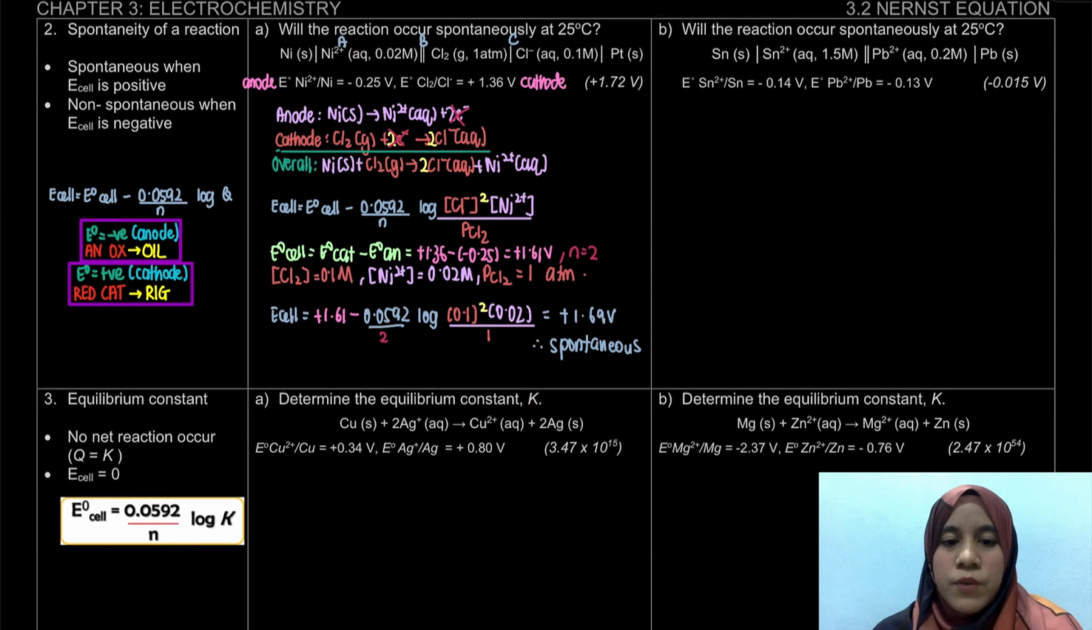Okay, again, because the concentration of the electrolyte is not equal to 1, that's why we have to find it from our Nernst equation. Question B, I believe you could try yourself. But since it is a negative value, it means that it is non-spontaneous. So that's it for this video.